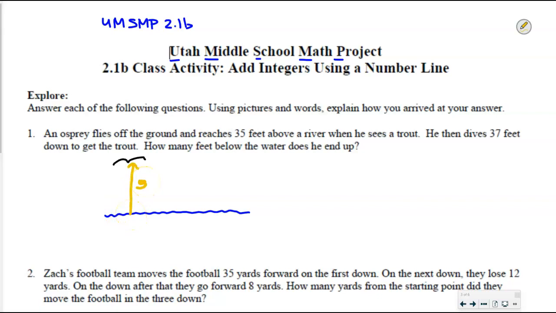But what happens when that bird sees that trout? He dives down. How much does he dive down? 37 feet. Where's he going to end up? He's below the water because he's only up 35 feet. So if he's going down 37 feet, why did I put 5? That's weird. 35. He now ends up below the water. And exactly where below the water is he? I heard the answer. He is at -2 or 2 feet below.